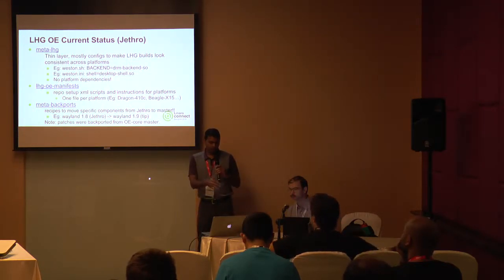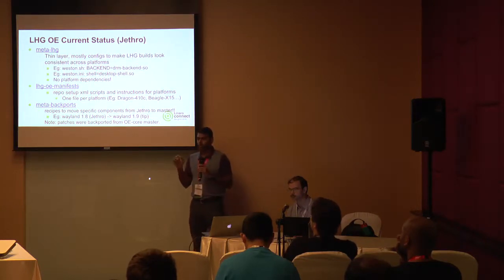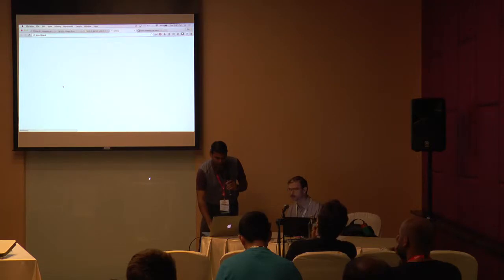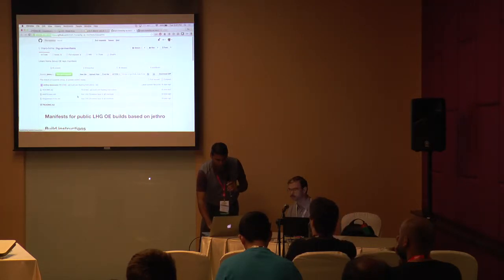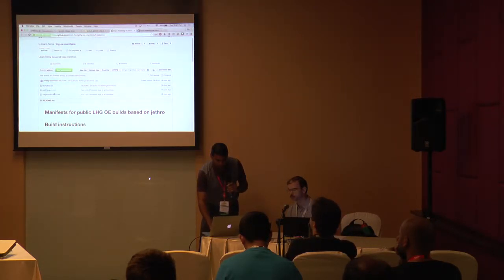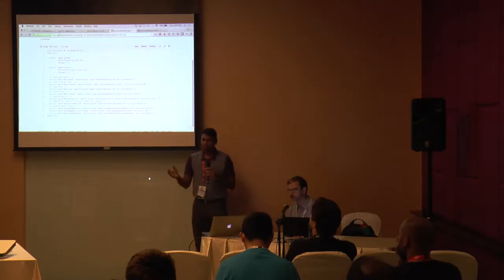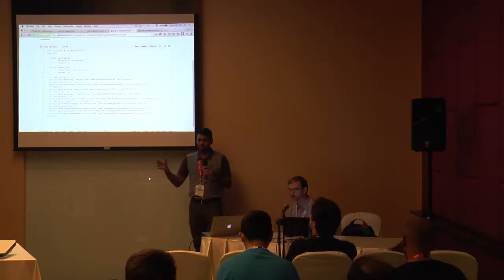And we have the LHG OE manifest. This is just a repository, and each platform will have its own XML file. We can take a look at it really quick. If you look at the Jethro branch, for example, you'll see the DragonBoard 410c XML file here, and it's really just a repo XML manifest to say these are the layers that I'm going to pull for this particular build.